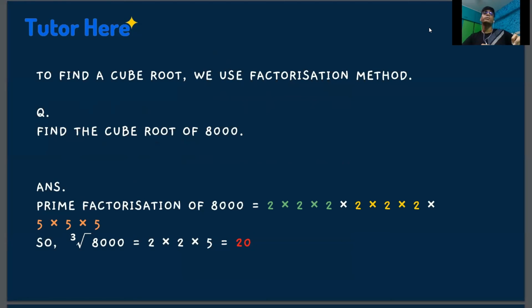Answer. Prime factorization of 8000 is equal to 2 into 2 into 2 into 2 into 2 into 2 into 5 into 5 into 5. Again, using the same method, we split it into groups of 3, and hence we get 2 into 2 into 5, that is 20. Therefore, the cube root of 8000 is 20, as the cube of 20 is equal to 8000.